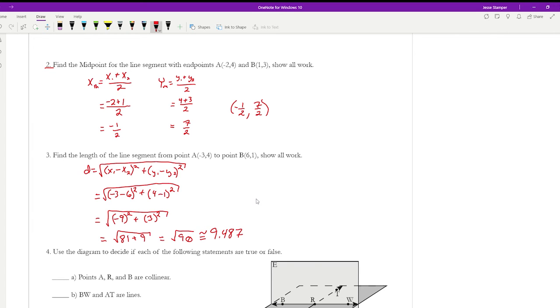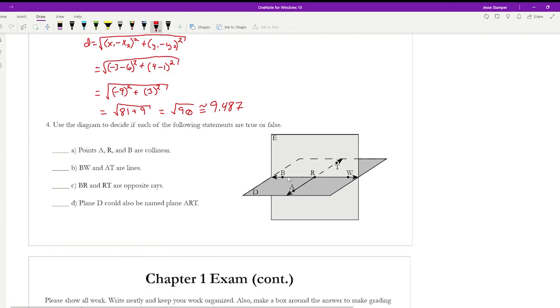All right. Now, let's go down to the bottom of the page here, and we need to look at number 4. It asks, decide if each of the following statements are true or false, and we have to use this diagram. So, points A, R, and B are collinear. Well, there's point A, there's point R, and there's point B. They're definitely not on the same line, and collinear means they have to be on the same line, so this has to be false.